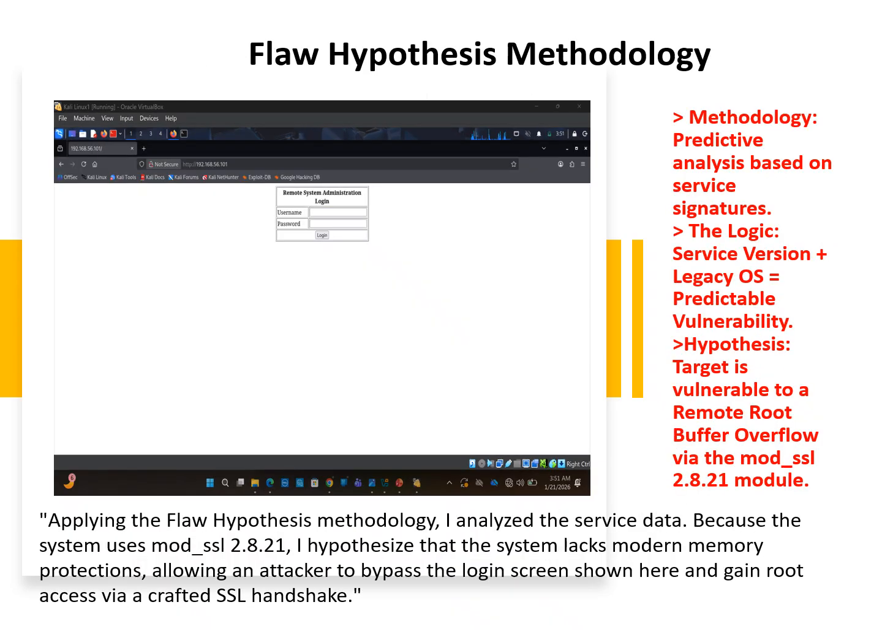Applying the flaw hypothesis methodology, I analyzed the service data. Because the system uses mod_ssl 2.8.21, I hypothesize that the system lacks modern memory protections, allowing an attacker to bypass the login screen shown here and gain root access via a crafted SSL handshake.